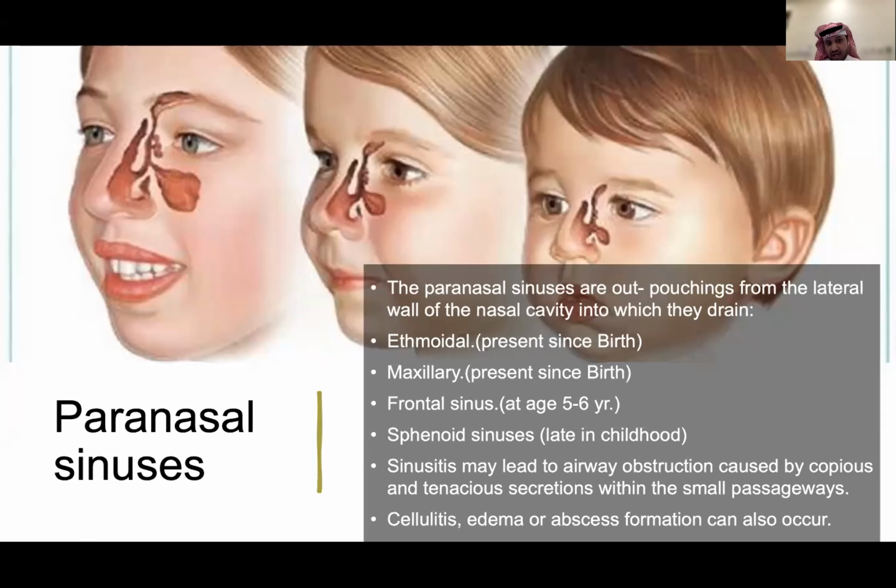Sinusitis can happen to kids. It's a common site of airway obstruction. We need to be careful about it because it's frequent, with copious secretions coming from the sinus and sinus obstructions. This area is also common for signs of infection, what we call sinusitis, which can be complicated by cellulitis and abscess formation.